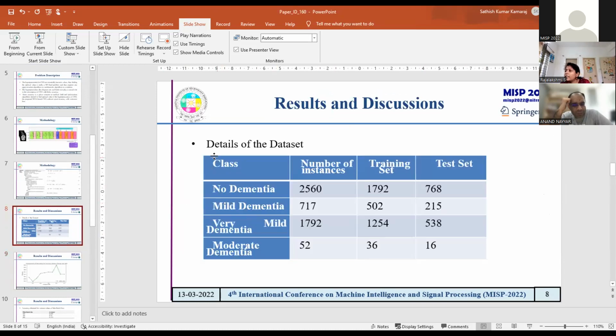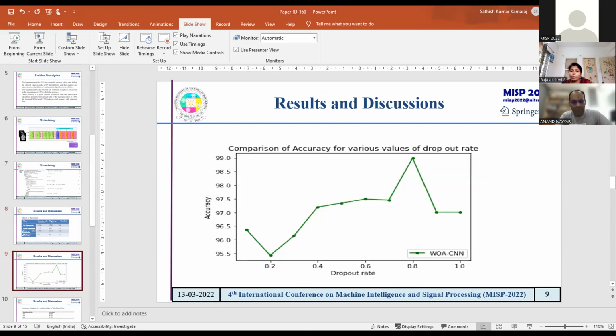So these are the details of the data set. We have taken a dementia data set from the Kaggle repository, where the number of instances that have no dementia is 2,560. We have used a ratio of 70:30, so it has been split into 1,792 for training and 768 for the test set. Similarly, for mild dementia, very mild dementia, and moderate dementia, we have the equivalent training set and test set. And we compared our proposed WOA based CNN with the conventional CNN architecture.